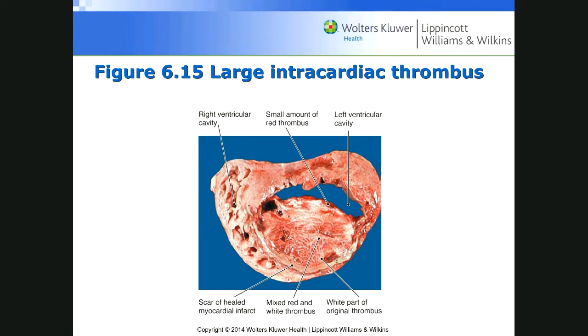There's a difference between a red thrombus and a white thrombus. A red thrombus usually means there's more blood in there than in a white thrombus. Here's the original white thrombus. The red thrombus has more red blood cells and is more recent. This is the white thrombus, which occurs earlier and has fewer red blood cells. That's an intracardiac thrombus. All right.